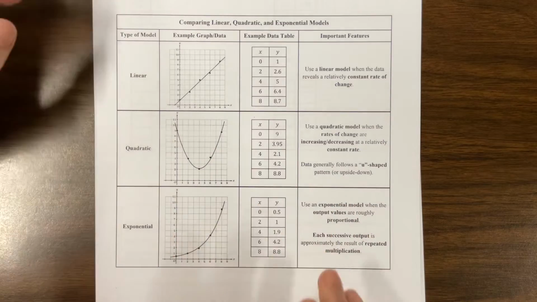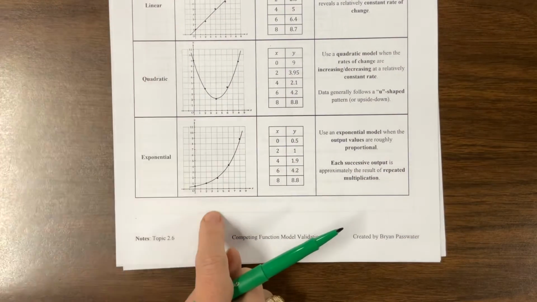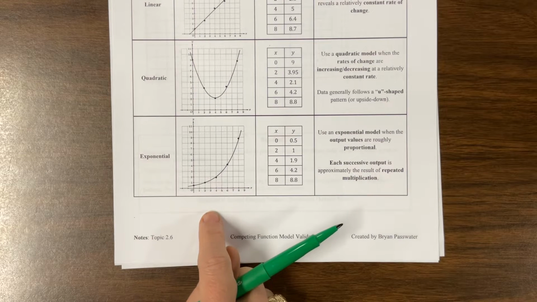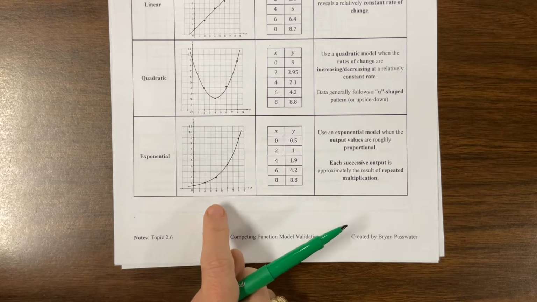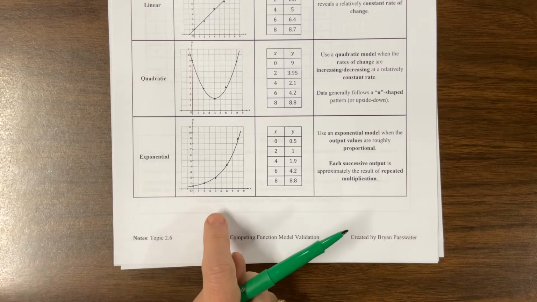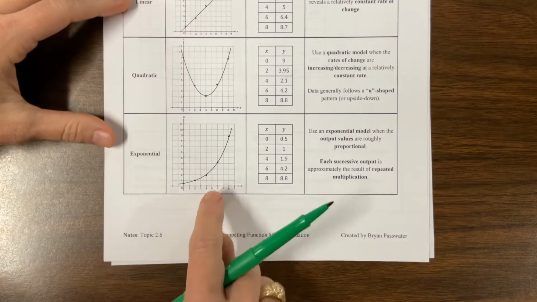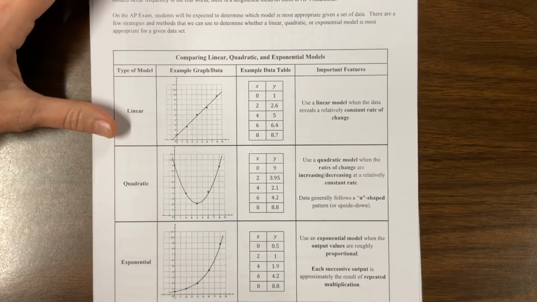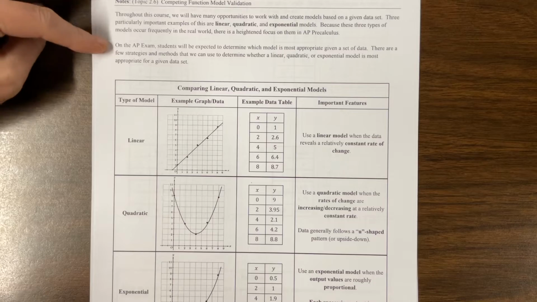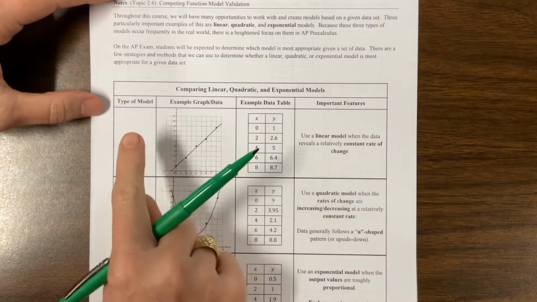Area functions are quadratic. You have things that are exponential, like population levels or the half-life of radioactive things. You can talk about bacteria growing at an exponential rate, or a disease spreading through a community at an exponential rate. There's a whole lot of examples of things that become exponential. And it says on the AP exam, students will be expected to determine which model is most appropriate given a set of data. There are a few strategies.